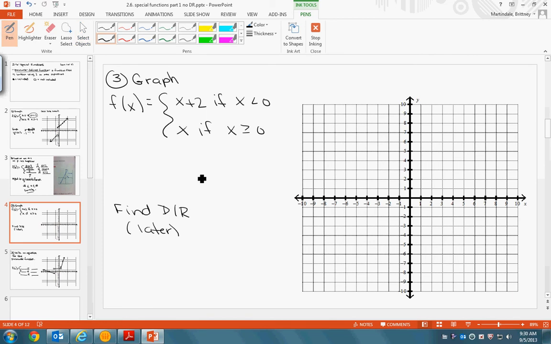So this is just like number 1 again. We're going to graph x plus 2 if x is less than 0, x if x is greater than or equal to 0. We'll find domain and range later. Remember, f of x is really a y. So if you want to, I'm going to erase the domain and range part.